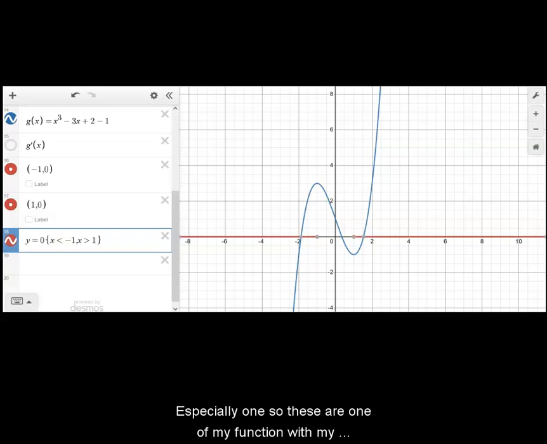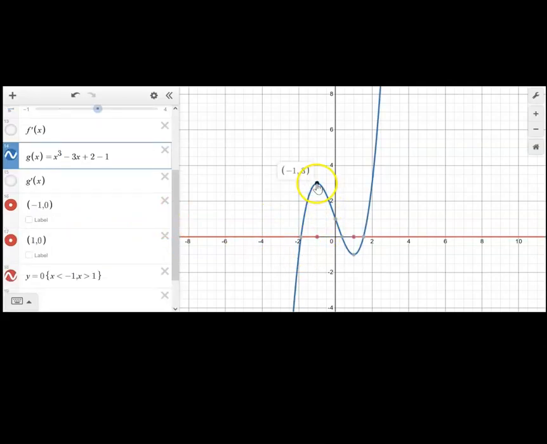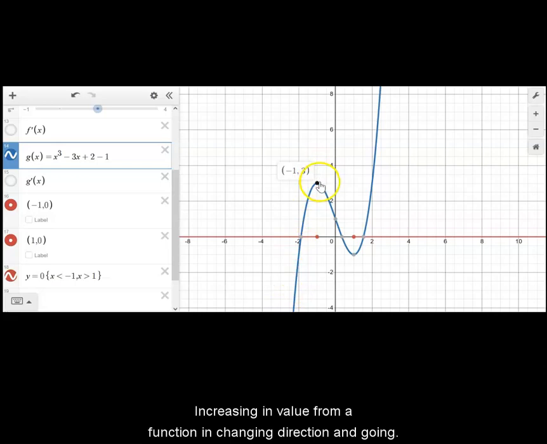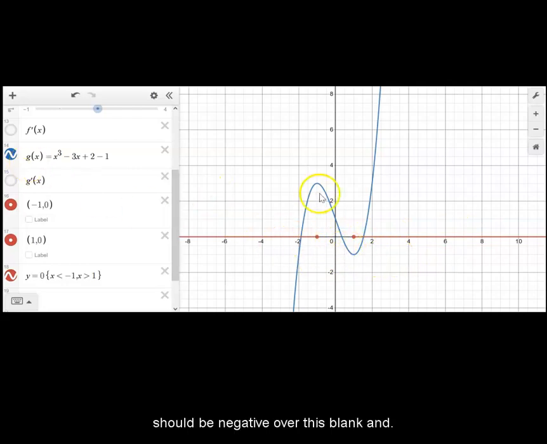These are when my derivative function should be positive, because this is when my function stops increasing in value, changes direction and goes negative, and then this is when it starts going positive again, when I'm increasing in value. So the derivative should be positive on this interval, on the entire red interval, and it should be negative over this blank interval.